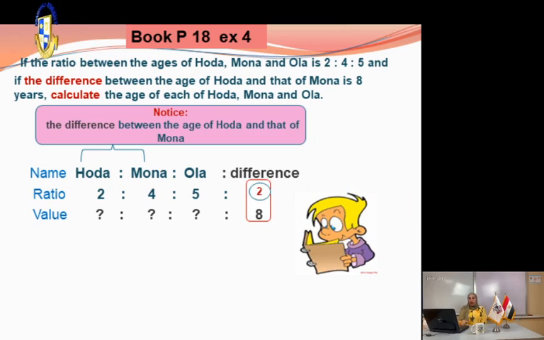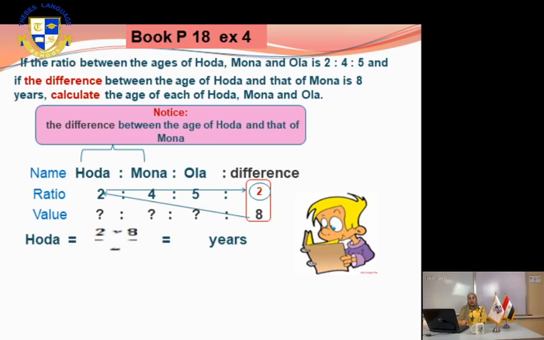Huda will be 2 by 8 over 2 equals 8 years. Mona equals 4 by 8 over 2 equals 16 years. Ola equals 5 by 8 over 2 equals 20 years.